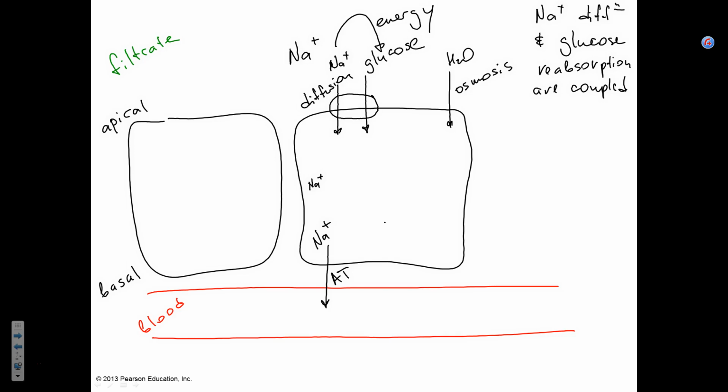Now on top of that, as sodium, glucose, water, most of all water, leave the filtrate, what happens to the filtrate concentration? When water leaves the filtrate, filtrate concentration goes up. And that allows for, say, passive reabsorption of, for instance, magnesium.